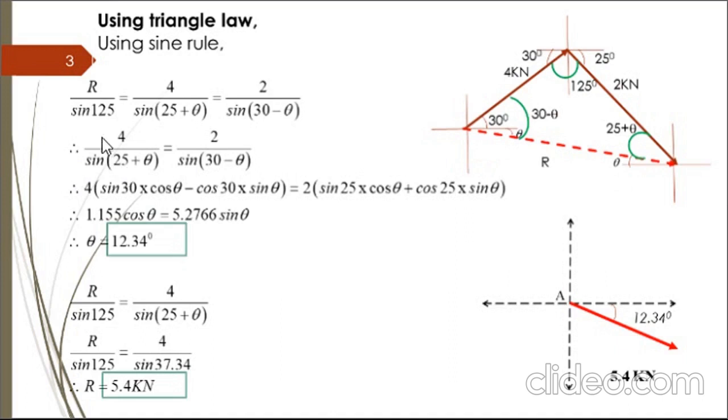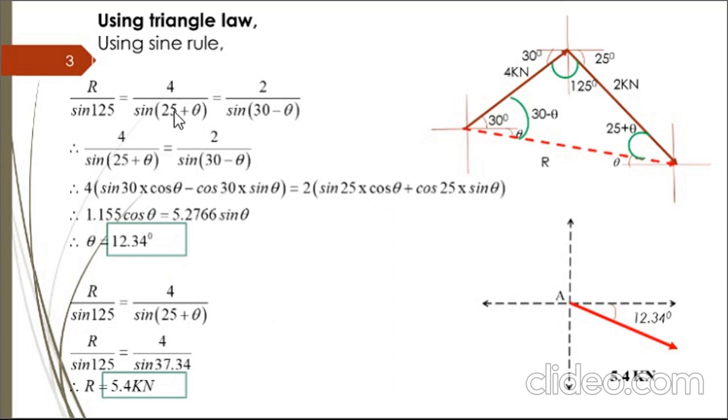Now equating any two ratios out of these, let's consider the second and third ratio. Solving the mathematical steps, making the cross multiplication, sine 30 minus theta is transferred to the left hand side, sine 25 plus theta transferred to the right hand side, expanding the brackets: sine of A minus B is equal to sine A cos B minus cos A sine B, and sine of A plus B is sine A cos B plus cos A sine B. Solving the steps, we get theta as 12.34 degrees.